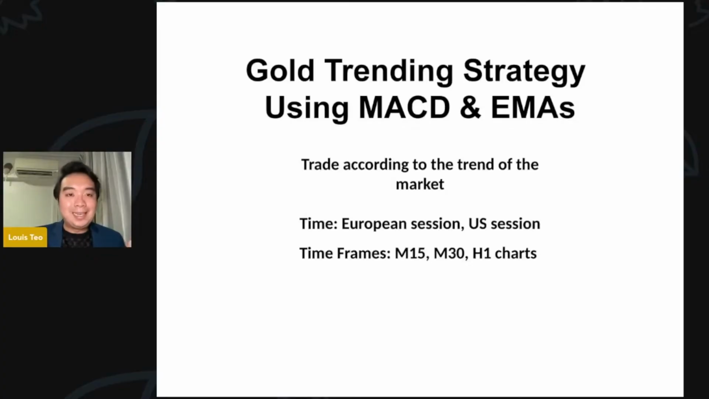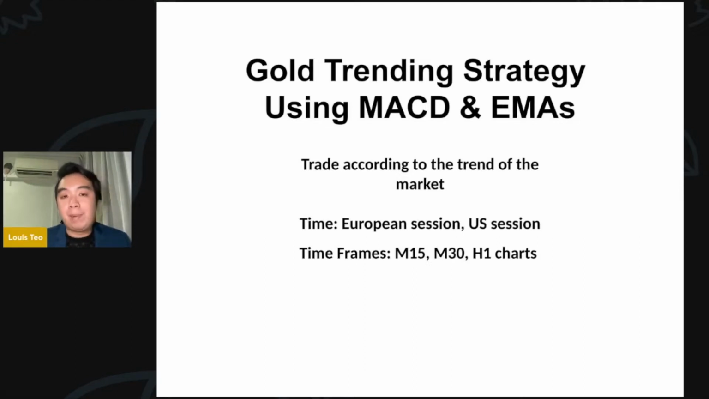Right, so this is it, the gold trending strategy using MACD and EMAs. For this specific strategy, it's only for gold. If you were to use it on other currency pairs, it might not be as accurate. And we only utilize two indicators, the MACD and the EMAs. EMA is essentially the exponential moving average, and we will trade according to the trend of the market.